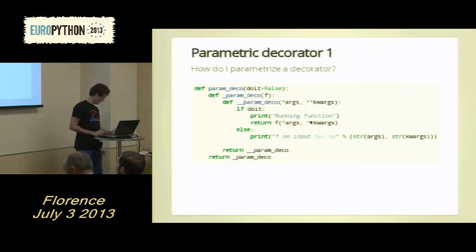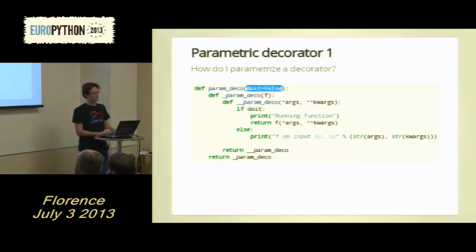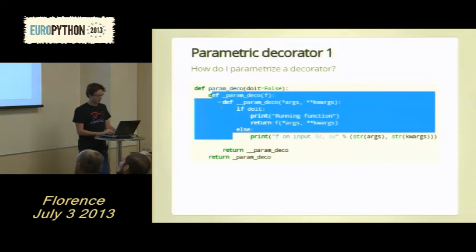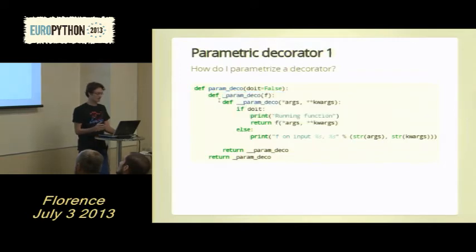So what do you do when you want to have parameters in your decorator? It becomes a bit more tricky, because you need actually two nested functions. The first one is the one that takes the parameters you want to pass, and then the two nested functions are just the same as before. And we can see an example of how that looks like.